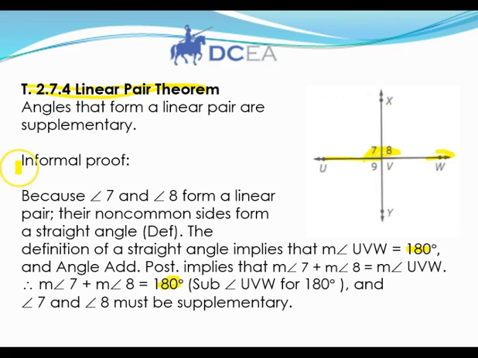So this is an informal proof. We could actually put this in a formal proof table if we wanted to. Basically, what we've done is taken these two steps with the measures of the angles. We substituted 180 degrees for the angle UVW. And consequently, angle 7 and angle 8 must be supplementary because they form a straight angle, and that angle equals 180 degrees.